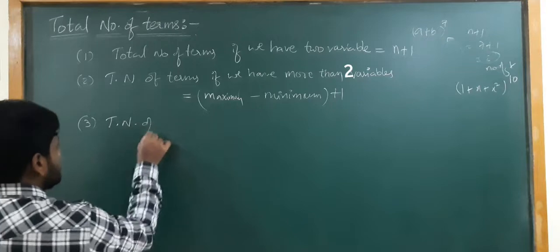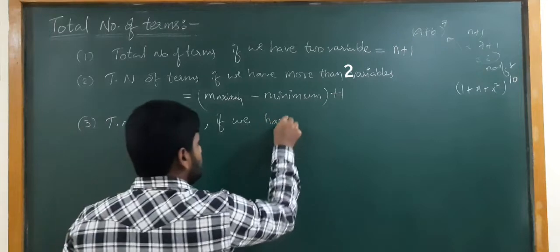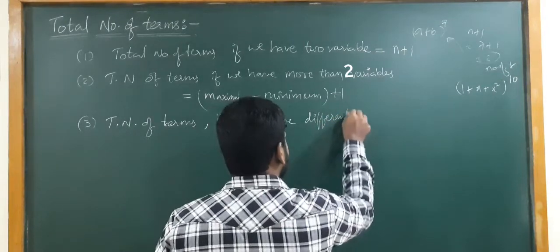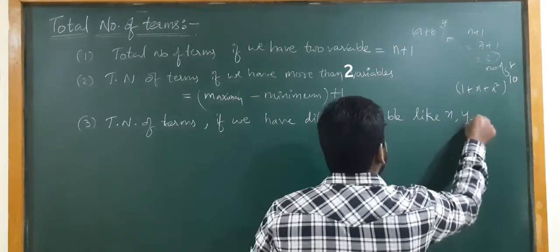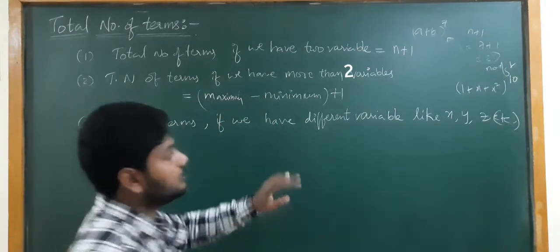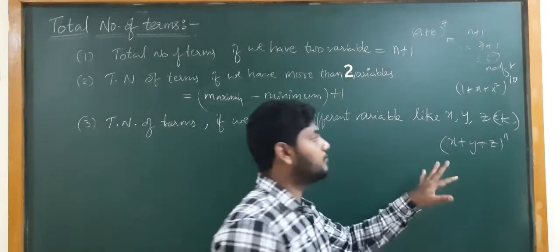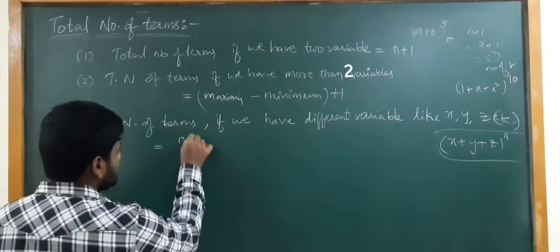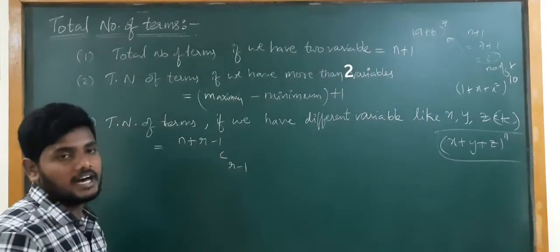Now another condition, total number of terms if we have different variables like x, y, z, etc. For example, (x plus y plus z) whole to the power of 11. To find the number of terms for this type of expression, we have a formula that is equal to n plus r minus 1 C r minus 1.